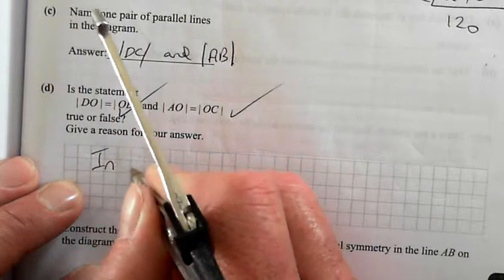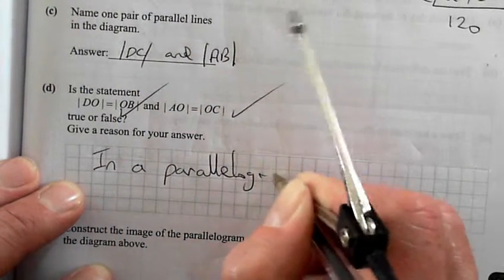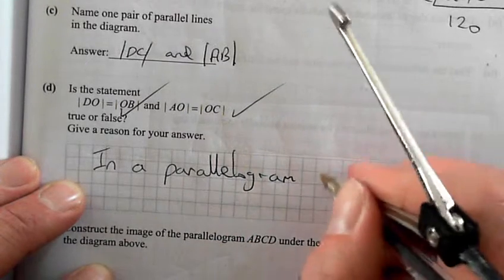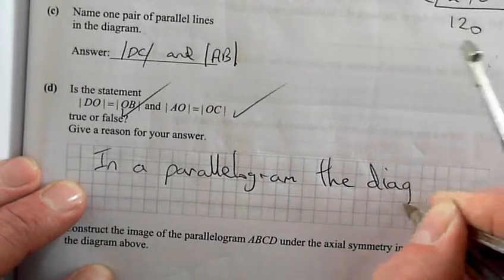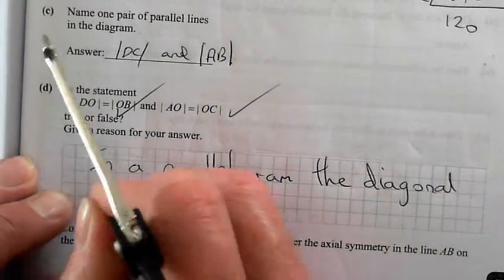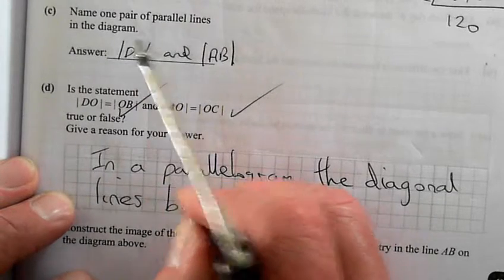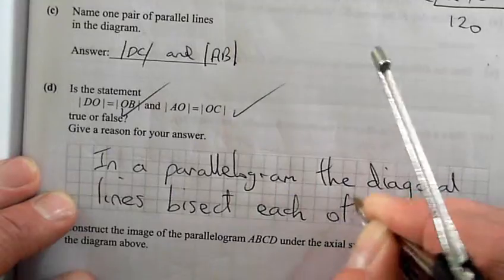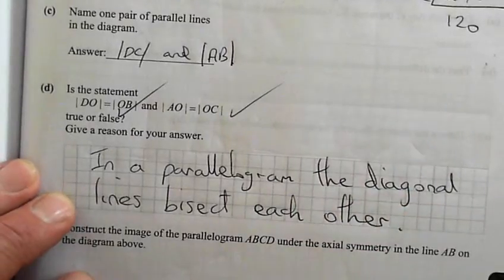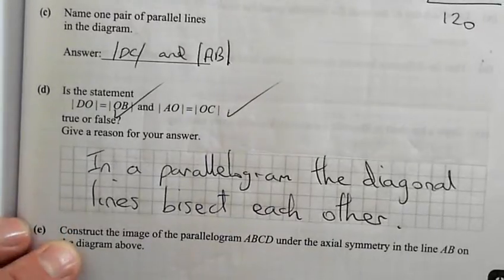This is the definition. In a parallelogram, the diagonal lines bisect each other. That means cut each other in half. That's what you should write. In a parallelogram, the diagonal lines bisect each other.